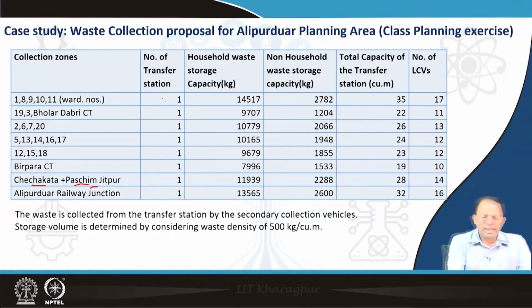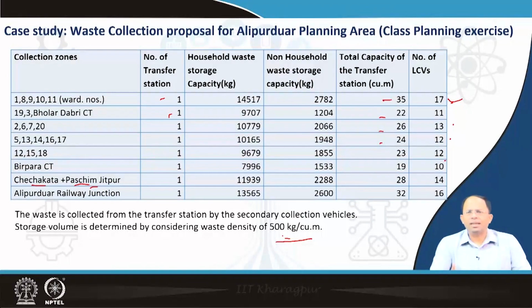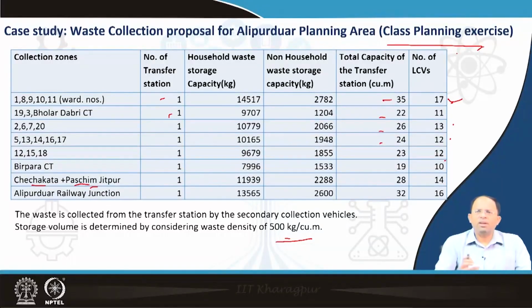And so each area has a transfer station, and household waste and non-household waste both are collected from these areas using LCVs, from both bulk generators and household generators. The total capacity of each transfer station is given over here, and the number of LCVs required to cover each of these zones is also provided. So that's the total number of vehicles required. The waste is collected from the transfer station by secondary collection vehicles. Storage volume is determined by considering a waste density of 500 kg per cubic meter. So this is a very basic way we have done the exercise, but at least it should give you an idea that there could be different variations in the way we plan our waste collection system.